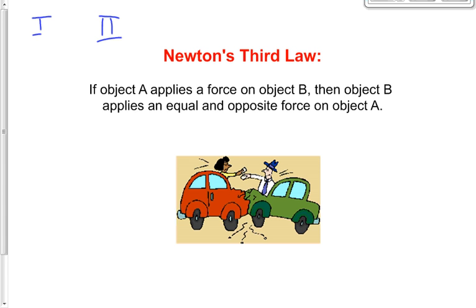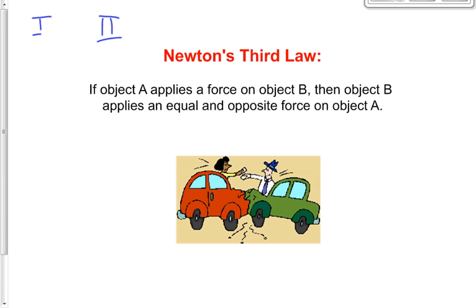It talks about the acceleration of an object. Newton's first law, sometimes called the law of inertia, is talking about not changing motion, right? It's the tendency to resist a change in motion. Newton's second law talks about the other end of it, the change in motion, the acceleration.